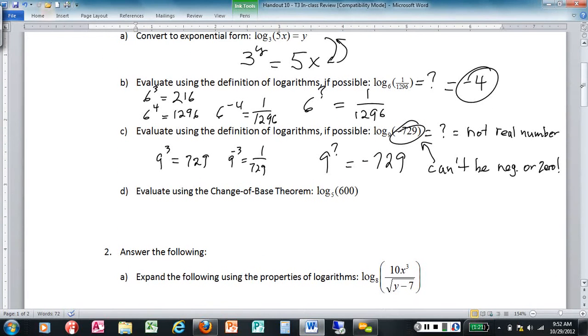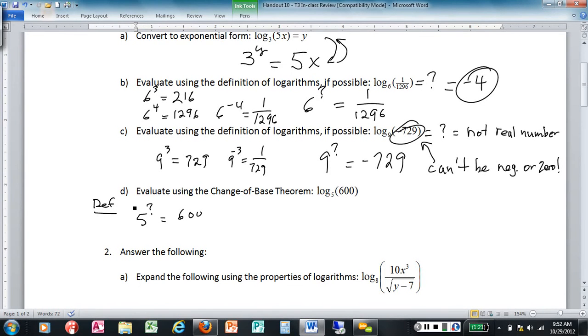Now, on D there, I can't very well use the definition of logarithms. You see why? Because if I use the definition of logarithm, I'd be saying 5 to what power is 600. That would be by definition of logarithms. And is there a power of 5 that gives you 600? No. 5 to the 4th gives you 625. 5 to the 3rd is 125. So there's not a nice power of 5 that gives you 600.